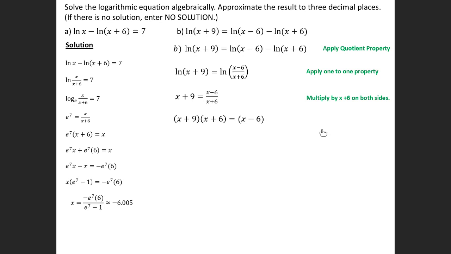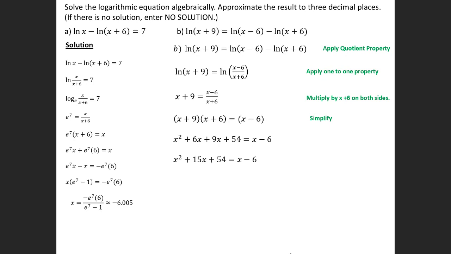So when I do this, we have x plus 9 times x plus 6 is equal to x minus 6. On this particular one, we're going to do FOIL. We're going to multiply the x times the x, the x times the 6, the 9 times the x, and the 9 times the 6. So when we do this, we have x squared plus 6x plus 9x plus 54 equals x minus 6. Let's go ahead and combine our like terms. So we have x squared plus 15x plus 54.